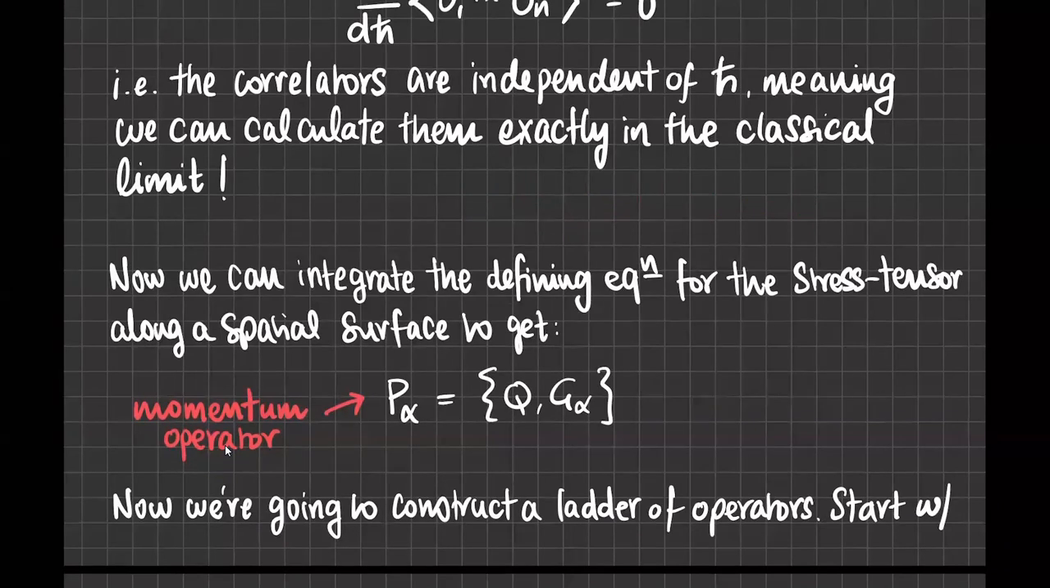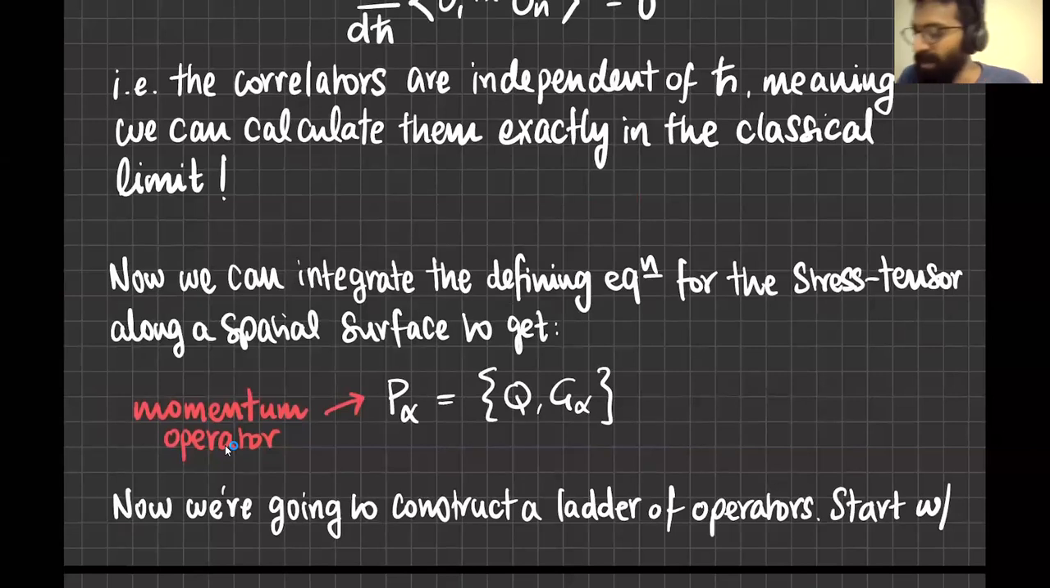What we can do is integrate the defining equation for the stress tensor, which tells you that T alpha beta is Q acting on G alpha beta, along a spatial hypersurface in our QFT, whatever dimension it is. When we integrate the stress tensor on a spatial hypersurface, we get the momentum, right? That's the general understanding. So the momentum operator is Q acting on some G alpha.